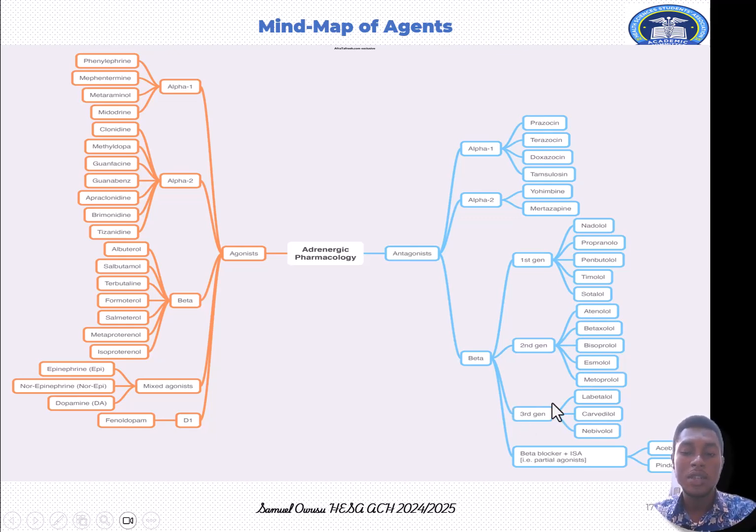Okay. Then the third generations, we have those that have other activities like labetalol and then carvedilol. Remember we said that they also bind to the alpha receptors. Okay. Nebivolol, what did we say about it? It causes nitric oxide release. And those with intrinsic sympathomimetic activity, we have acebutolol and pindolol. So they are partial agonists. All right, thank you very much.